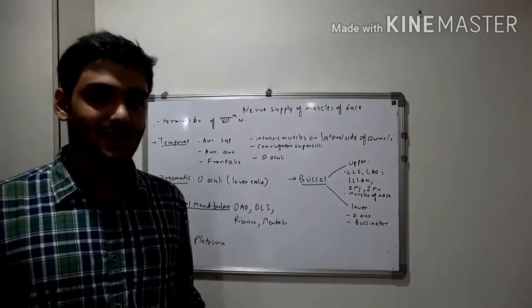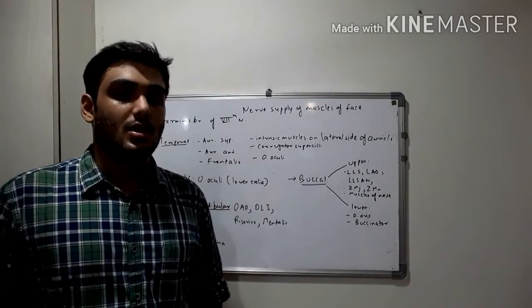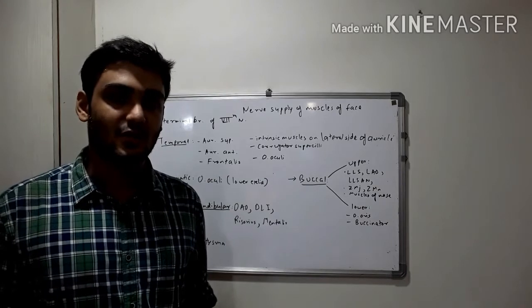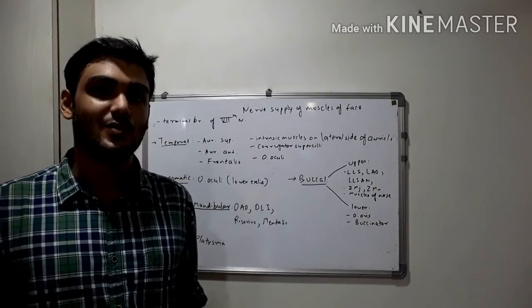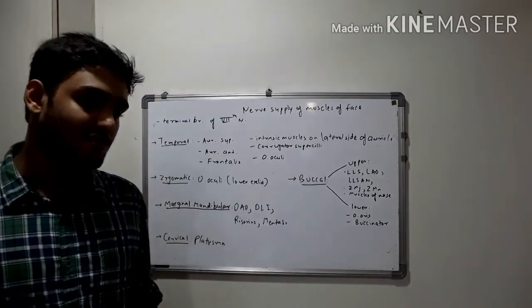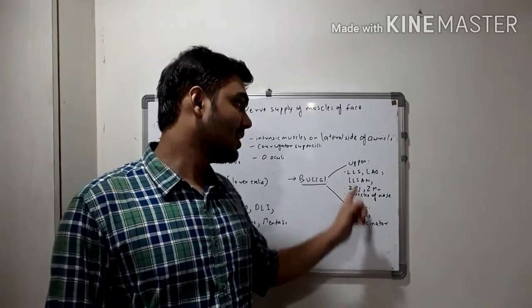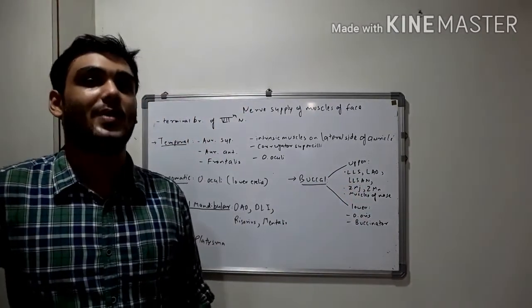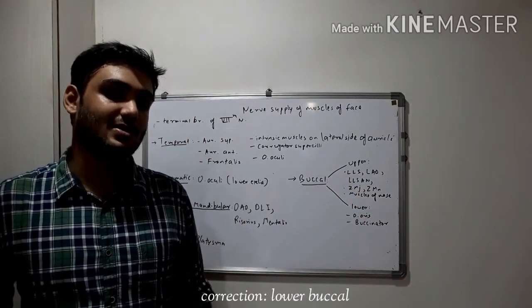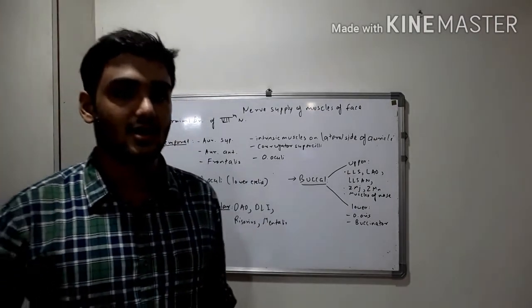So the upper buccal supplies the levators of upper lip and its angles, the zygomatic muscles and the muscles of nose, the 4 muscles of nose, that is the procerus, dilator nares, compressor nares and depressor septi, and the levators of upper lip, that are the levator anguli oris, levator labii superioris and levator labii superioris alaeque nasi, and the zygomatic muscles, that is the zygomaticus major and zygomaticus minor. The lower buccal supplies orbicularis oris and buccinator.